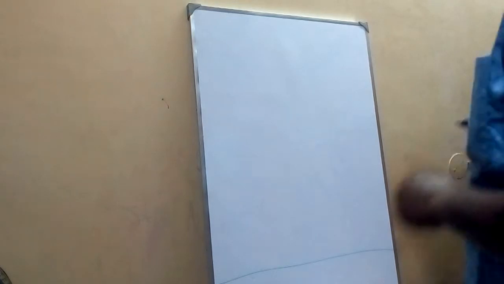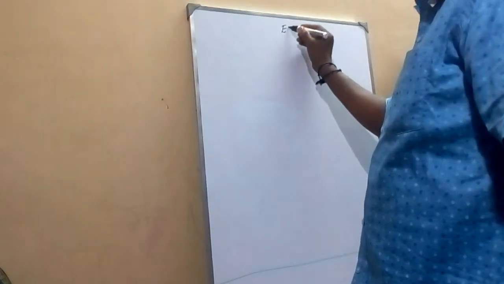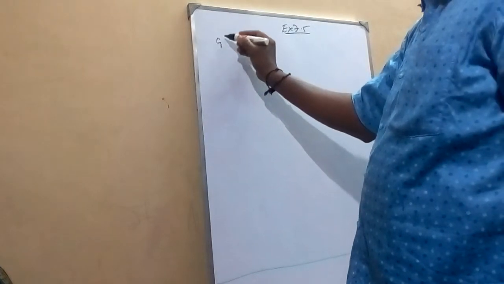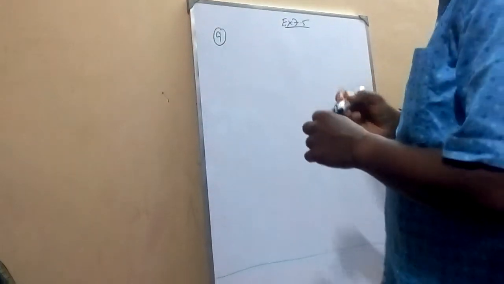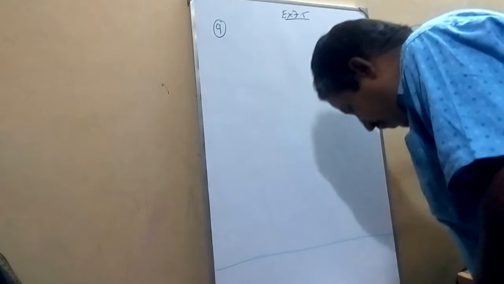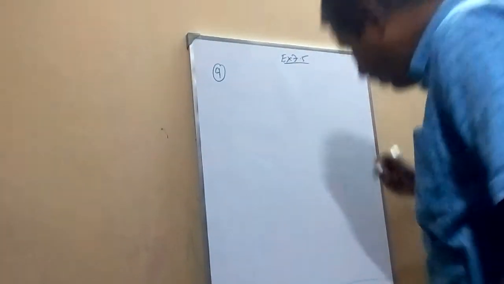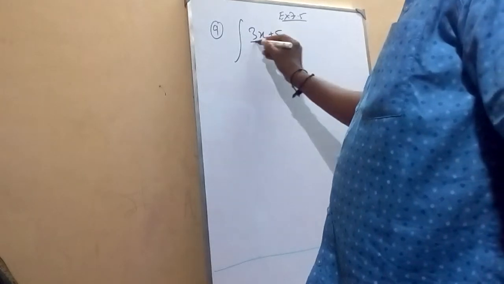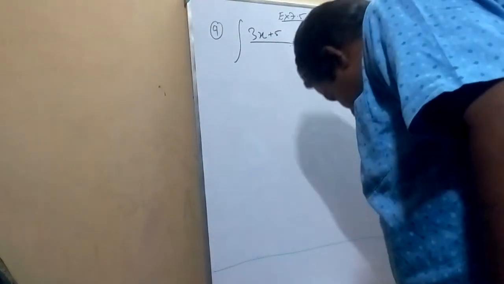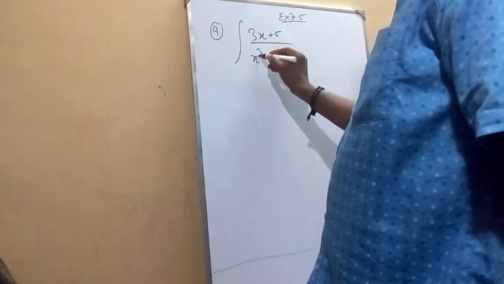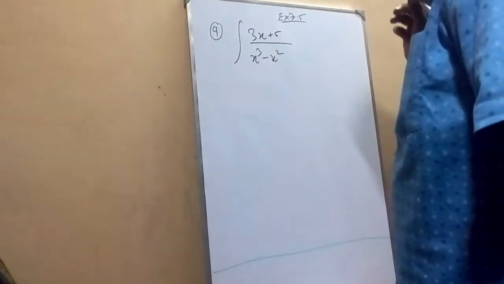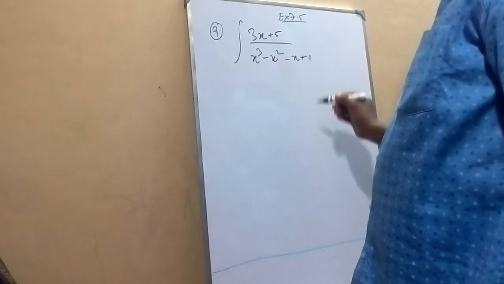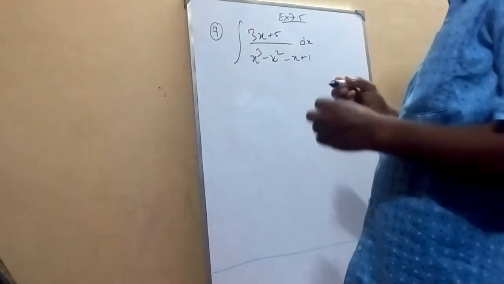Hello viewers, today we are going to see exercise 7.4, sorry 7.5, starting from question number 9 onwards. So what does 9 say? Integration of (3x plus 5) divided by (x cube minus x square minus x plus 1). In this you have to remember one thing.